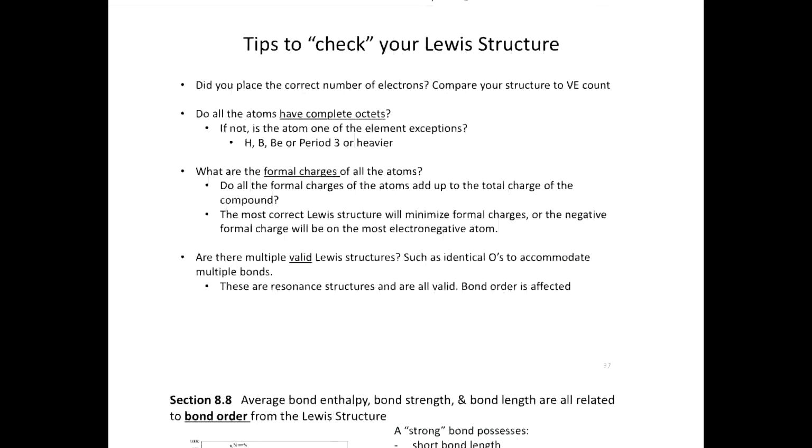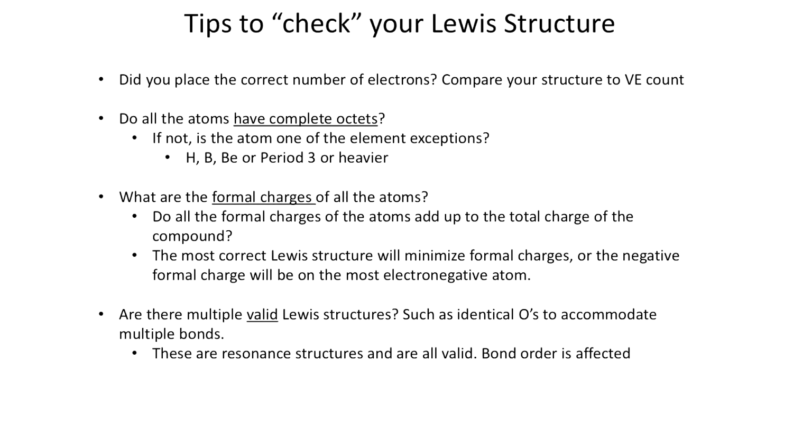All right, some tips to check your Lewis structure. Make sure, did you draw the correct number of electrons? All right, so look at your electron count, look at your picture, make sure those numbers match. When you follow the 6 steps, you will always be correct. Do all of your atoms have complete octets, aside from some of the exceptions that we talked about on the previous slide?